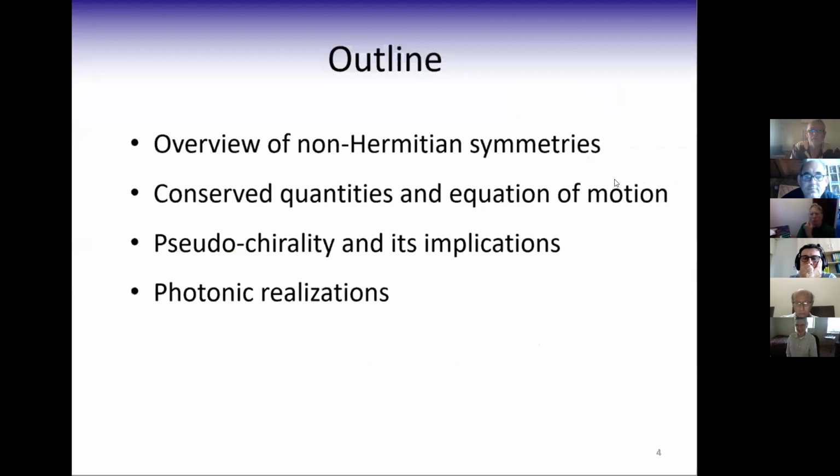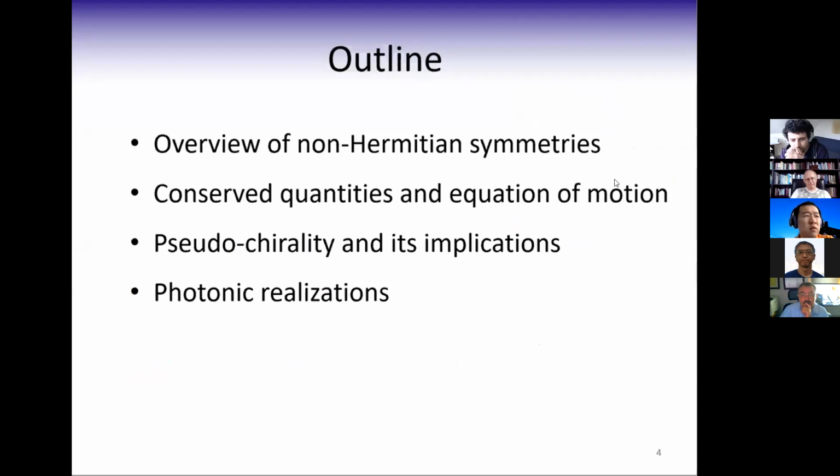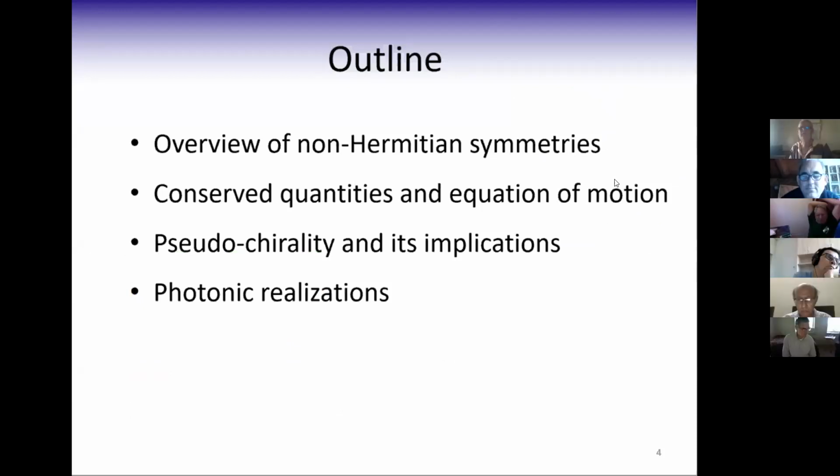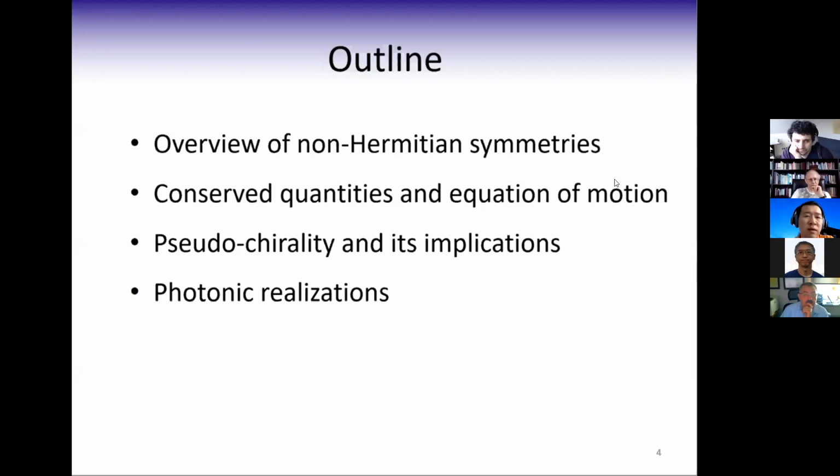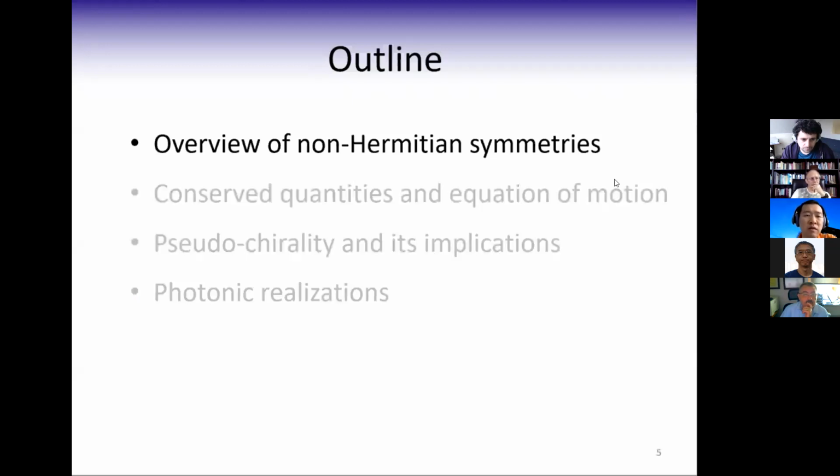Now let me go on with the main subject of my talk today. I divided it into four parts. The first part is just a brief overview of the non-Hermitian symmetries we're familiar with now, and also the new one I'm going to talk about. Then I'm going to talk about the conserved quantities in non-Hermitian systems and also the equations of motion. That leads to my third subject, pseudo-chirality and its implications. Finally, I'll talk about some photonic realizations of this new symmetry, why it helps, and also the new insights it provides.